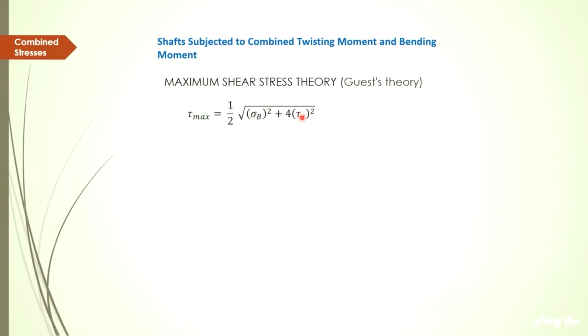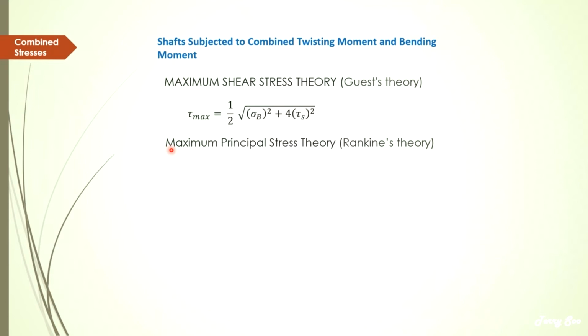Then this tau s here is the shear stress due to the turning moment, due to torsion. Do you still remember the simple bending equation and the simple torsion equation? In the simple torsion, you have a term which is the shear stress. And in your simple bending equation earlier, you have a term we call bending stress. So that is the bending stress, and this is the shear stress in torsion.